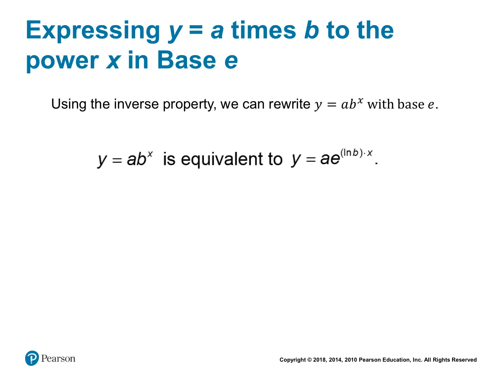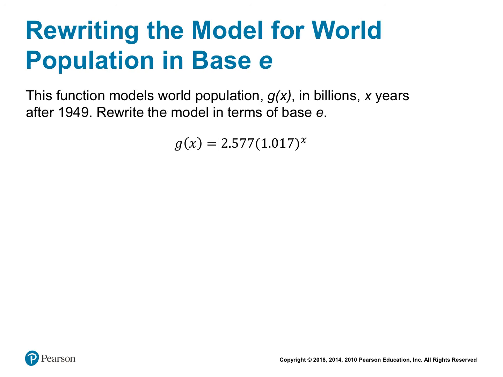Okay, well, I'm going to talk about how we can express y equals a times b to the power x with a base of e instead. So using the inverse property, we can rewrite this as this. And now we have a base of e instead of a base of b. Okay, so this function models world population g of x in billions, x years after 1949. Rewrite the model in terms of base e.